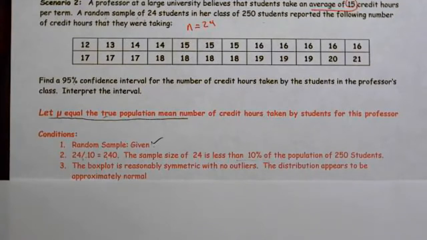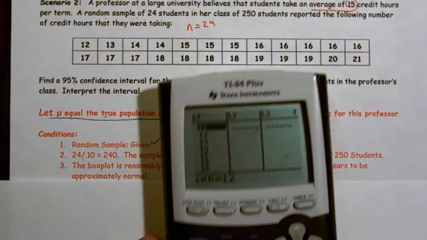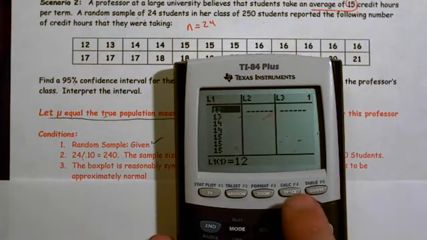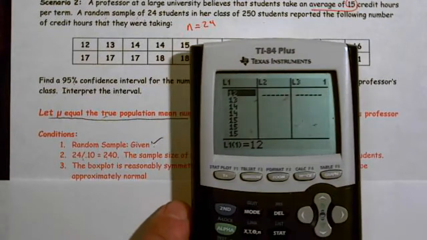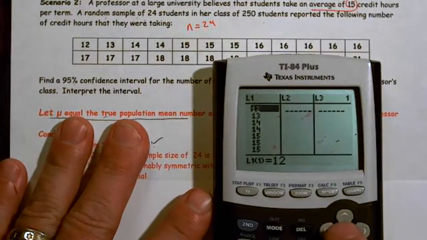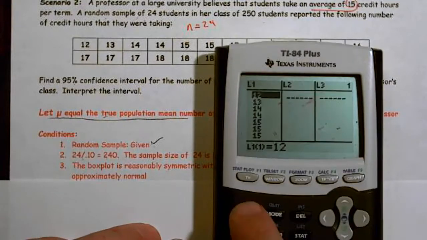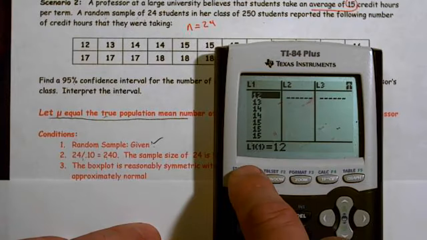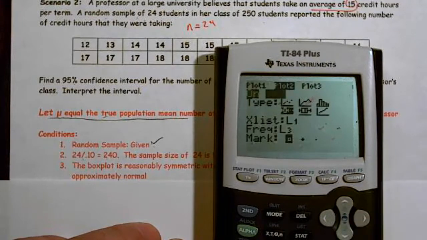So here's what I do. I've input my data. I went to stat edit, and I input all that data into one column. And then we're going to need to go ahead and create a box plot. And I know it's been a while since we've done that, so you need to take a moment, input the data. Once you've done that, you're going to press second, followed by stat plot. Make sure stat plot 1 is on and everything else is off. I've got stuff that's on that I don't want on, so I'm going to drop down to this and make sure stat plot 2 is off.